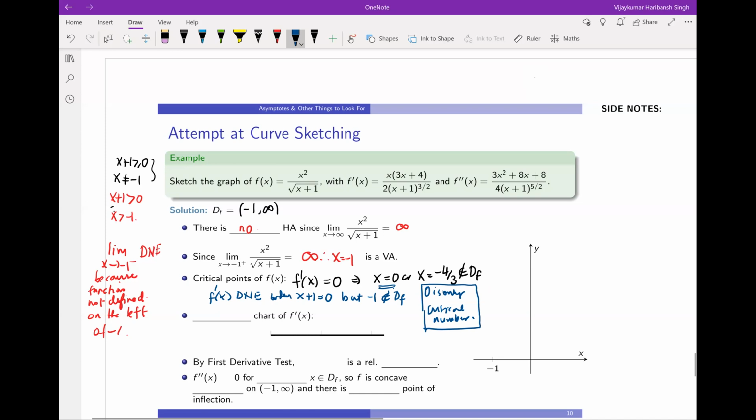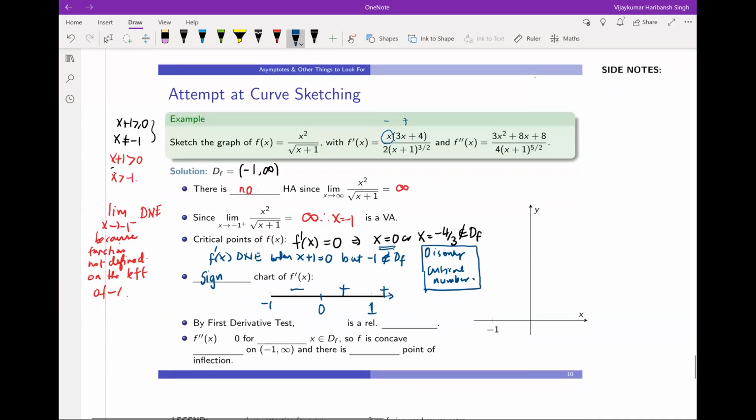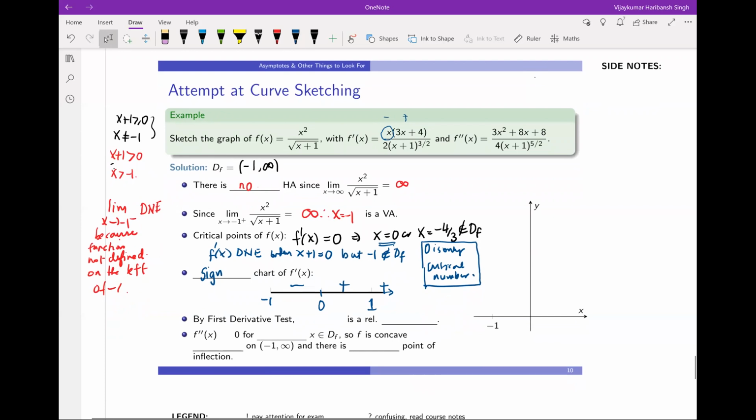Now we'll draw the sign chart of f prime x. So in this case, what we'll do is we'll mark the points. So let's mark the boundary minus 1. 0 is your critical number. So take a point of your choice, say minus 0.5. So when you're drawing the sign chart, you have to include not only the critical numbers, but also the points where the function is undefined, all right?